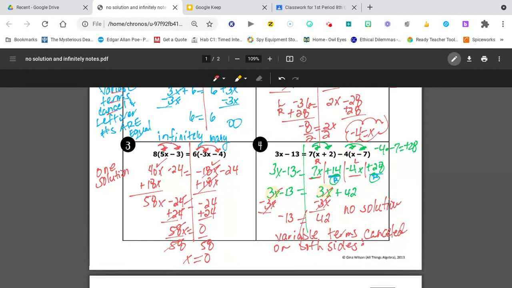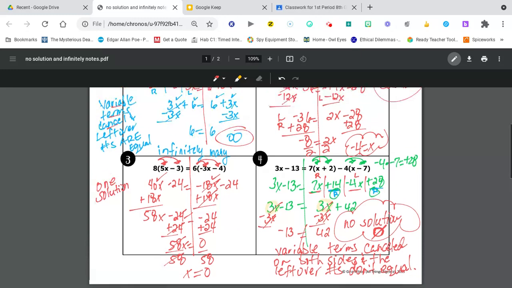And the leftover numbers don't equal. Okay? So we say there is no solution. You can also put the little circle with the slash through it, just like up here, I put the infinity symbol.